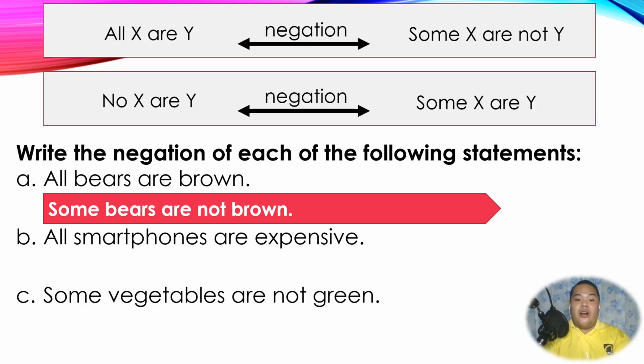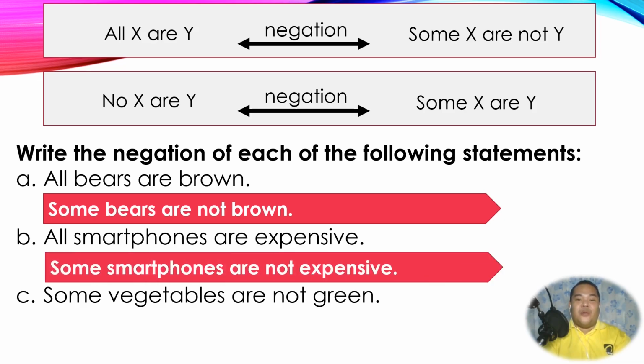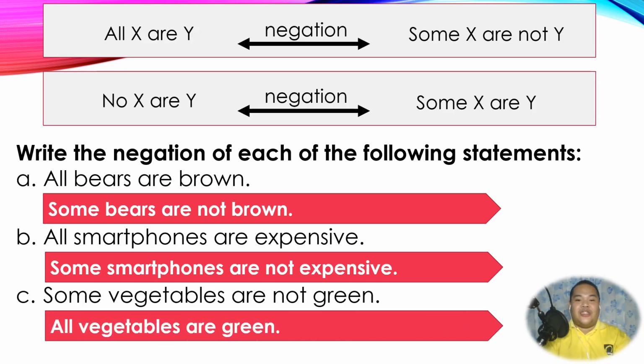Letter B. All smartphones are expensive. 5 seconds. Correct. Some smartphones are not expensive. Letter C. Some vegetables are not green. Correct. All vegetables are green.